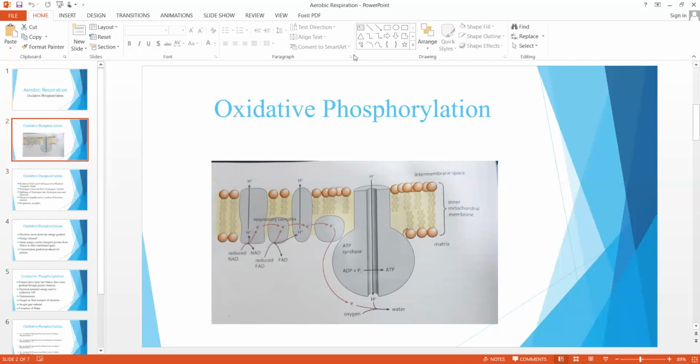Now you can see, earlier we discussed that all the reduced NAD and FAD molecules from all the three previous stages of aerobic respiration are passed to the last stage of aerobic respiration, which is oxidative phosphorylation. So we can see that the reduced NAD and reduced FAD are passed to the electron transport chain, which is oxidative phosphorylation. Now, what happens over here to reduced NAD and reduced FAD both?